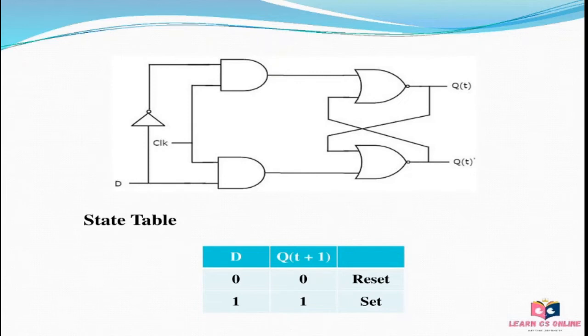If D is equal to 0, S equal to 0 and R is equal to 1, then next state Q of t plus 1 will be equal to 0. If D is equal to 1, S is equal to 1 and R is equal to 0, then next state Q of t plus 1 will be equal to 1.